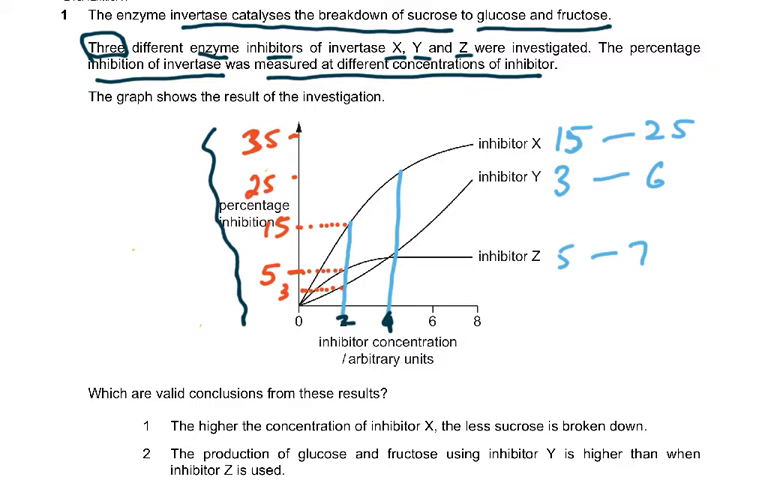So now you have to realize if the inhibition increases, invertase is inhibited, so less glucose and fructose will be made.